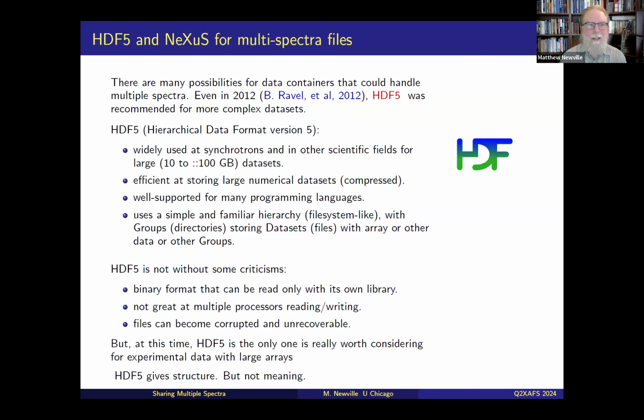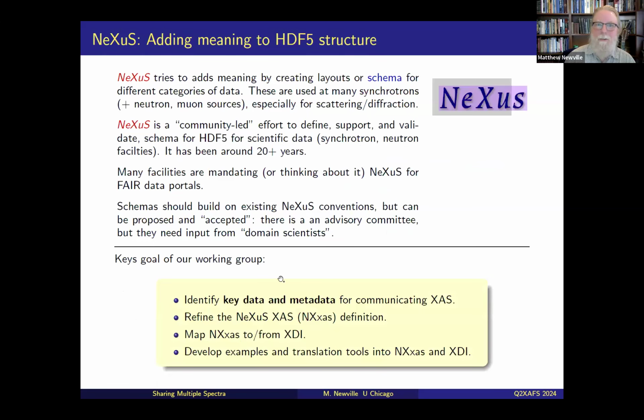However, HDF5 just gives you structure. It's just groups with data sets. It has no meaning, no predefined layout. There is an effort that's been going on for more than 20 years called NeXus, which is neutron and X-ray something. And that tries to give meaning, or layouts, or what we call schema, to different categories of data.